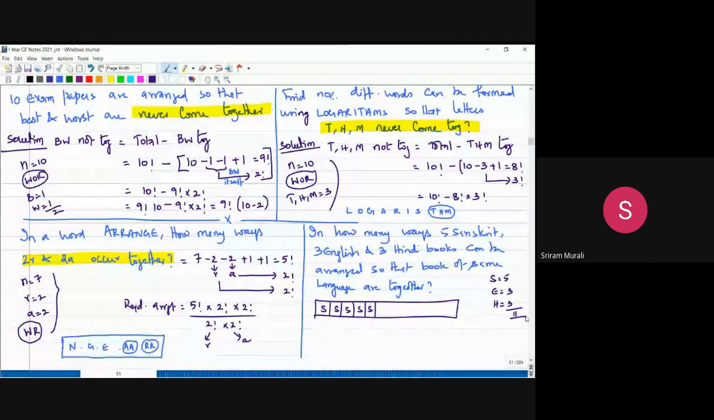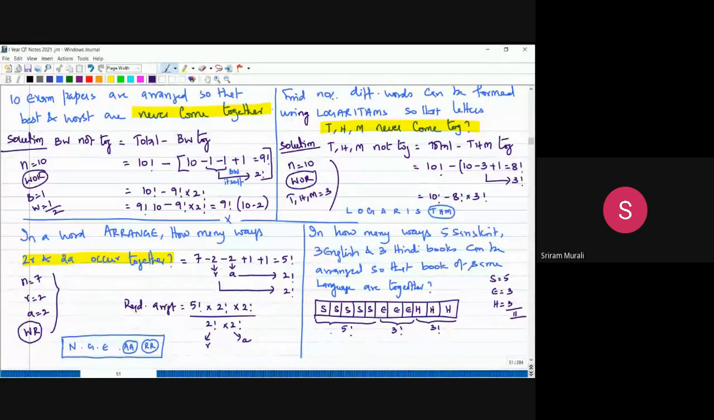So totally you have 11. So 5 Sanskrit books itself can be arranged in 5 factorial. Then 3 English books can be arranged in another 3 factorial. These Hindi books itself can be arranged in another 3 factorial.